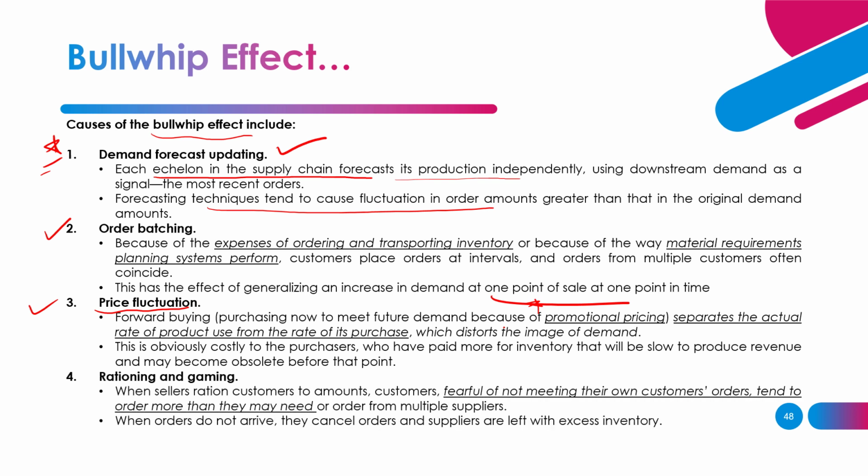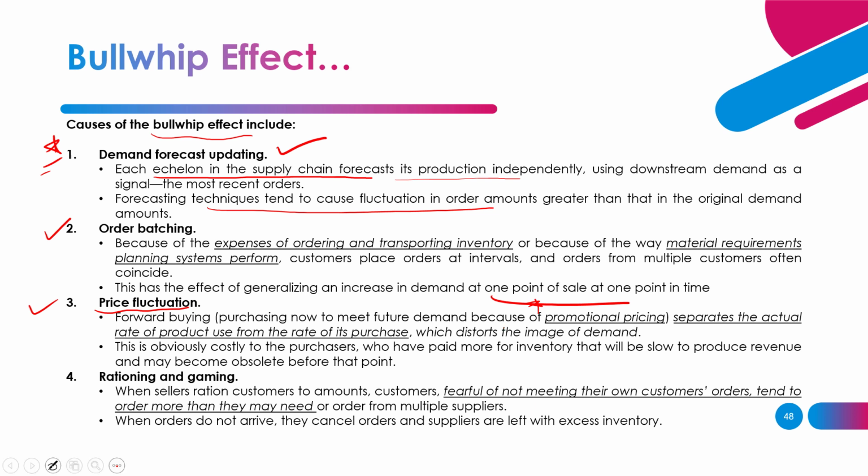The fourth one is basically rationing and gaming. Okay, that is the fear from the customer that they may change the order, they may cancel the order. So that's where we are ordering huge quantity. That's also creating the bullwhip effect.